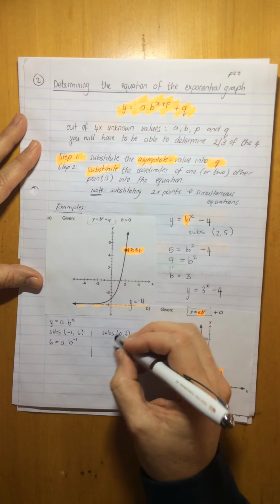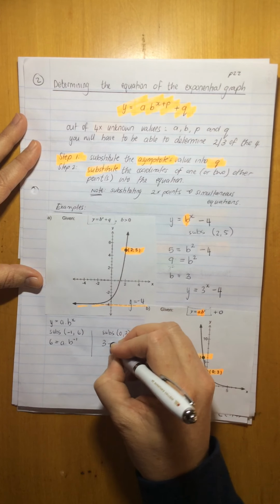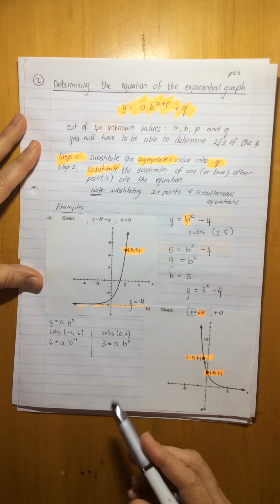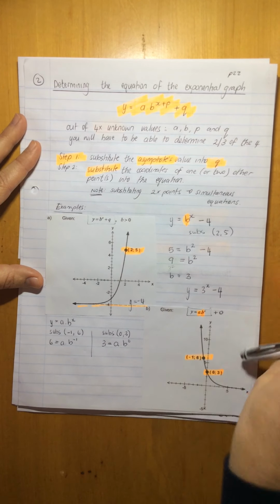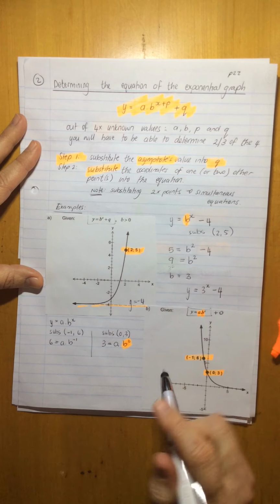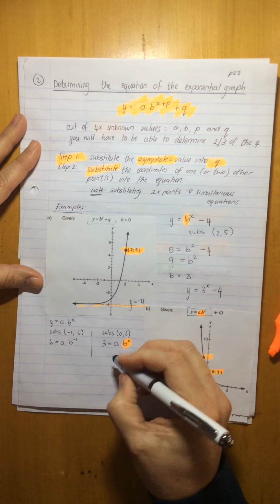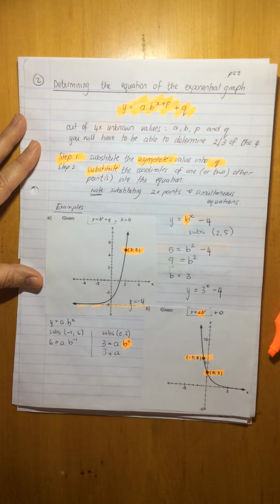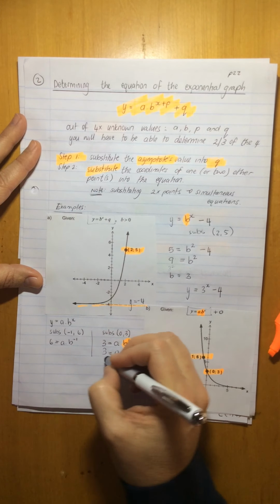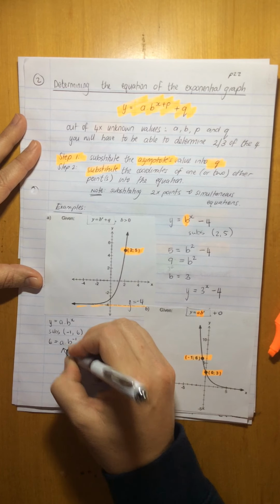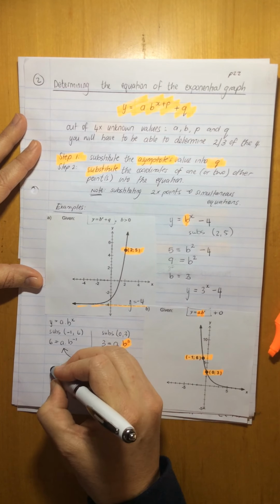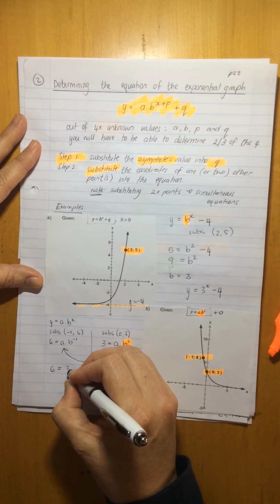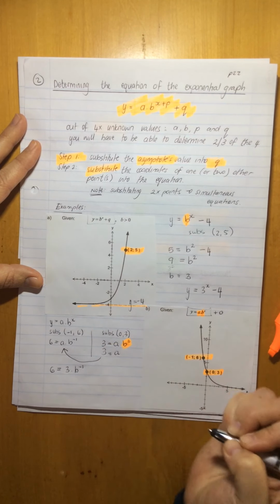But if I substitute 0 and 3, I'm going to have 3 equals a times b to the power of 0. Now what do I know about b to the power of 0? It is equal to 1. So a will take up a value of 3. So I'm going to take that back into my first equation there, and I'm going to say 6 is equal to 3 times b to the negative 1.